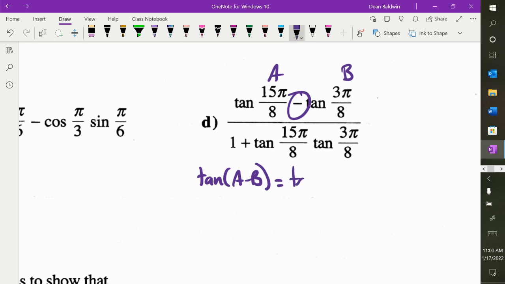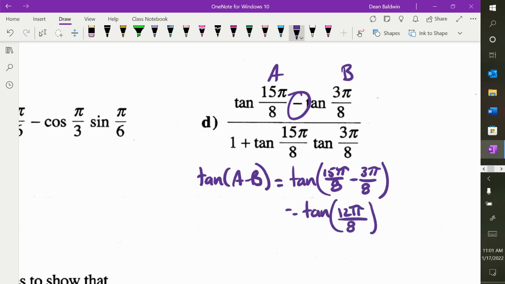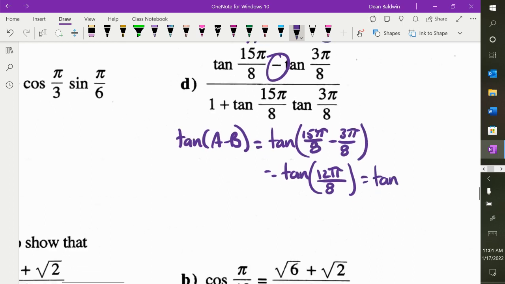So really, it's tan 15 pi over 8 minus 3 pi over 8. It's got a common denominator, so we don't have to deal with that. What's 15 pi minus 3 pi? Can I reduce that fraction? To what? So it's tan of 3 pi over 2. What's 3 pi over 2? 270 degrees.